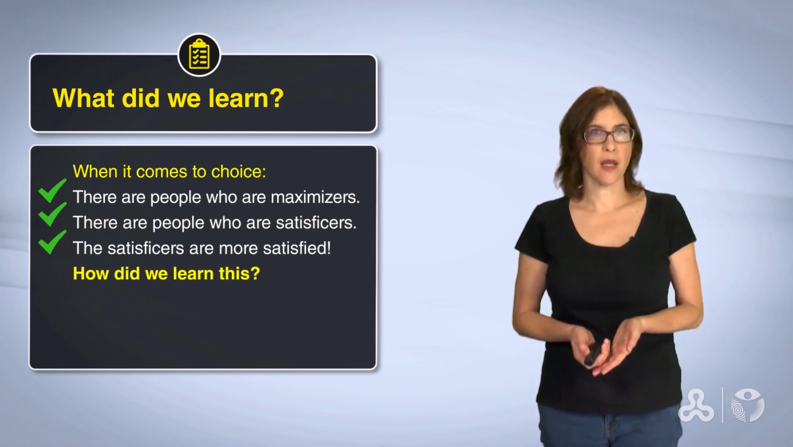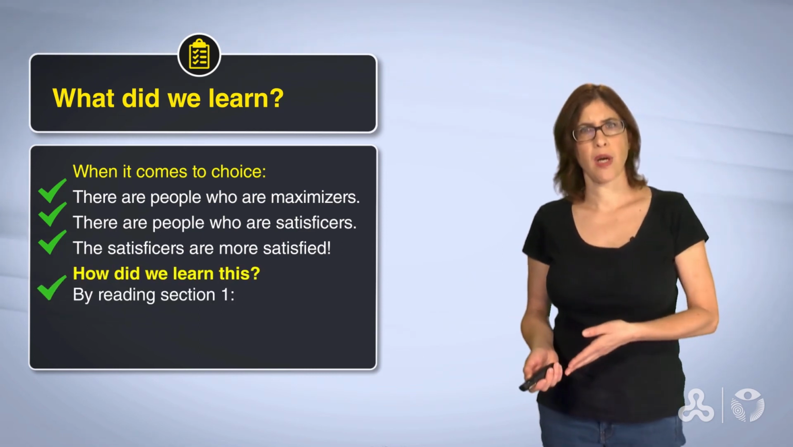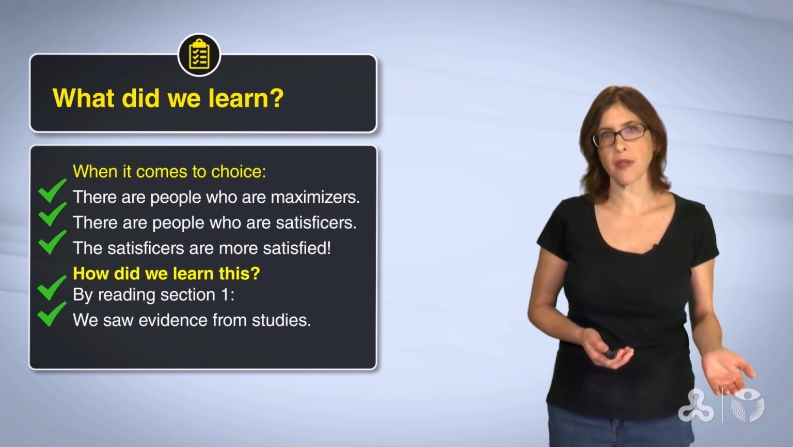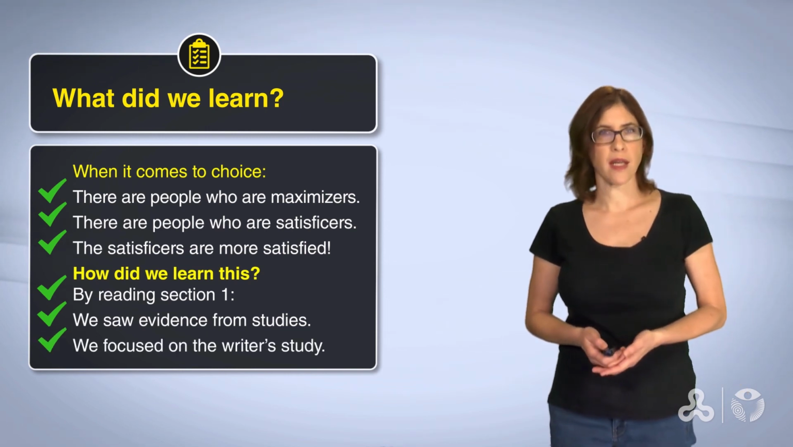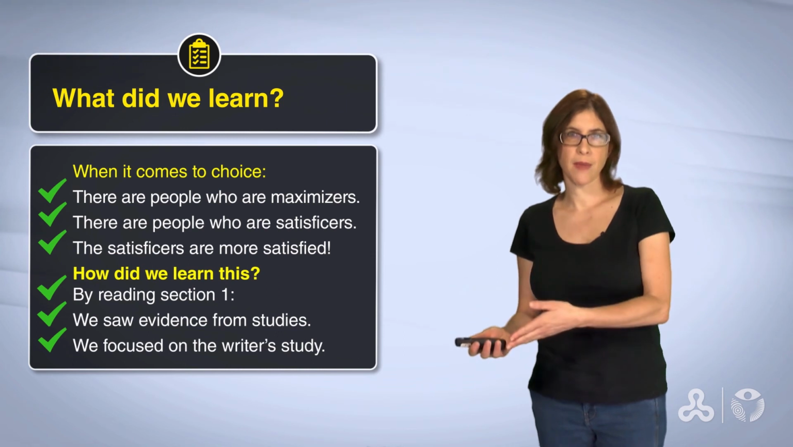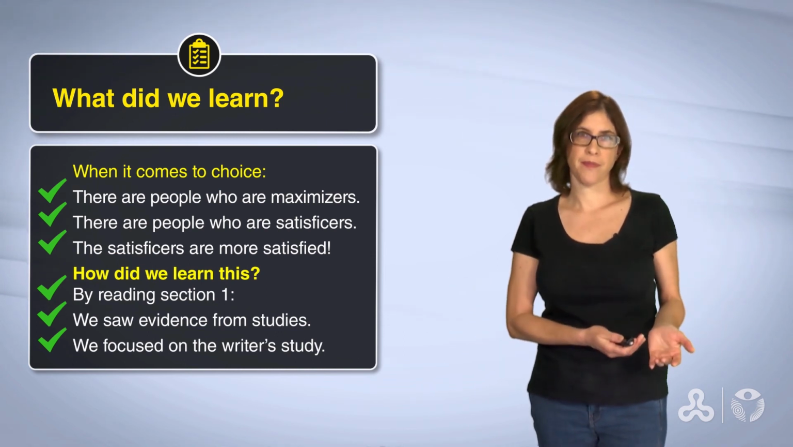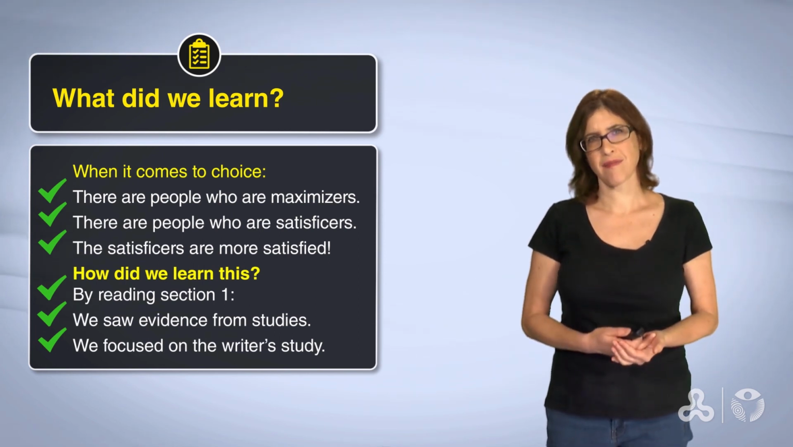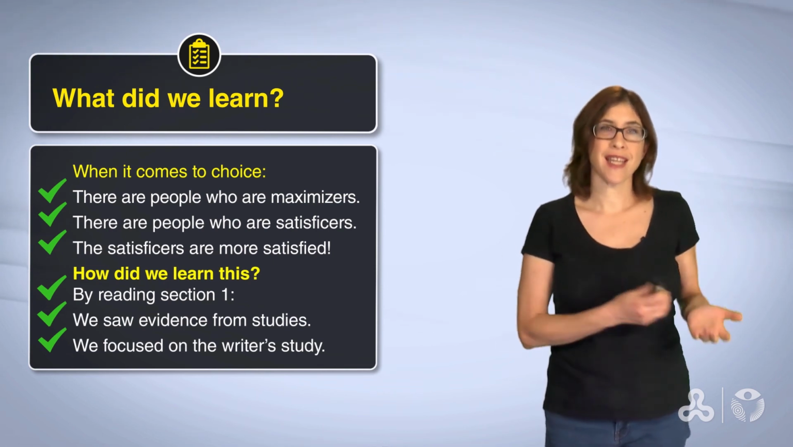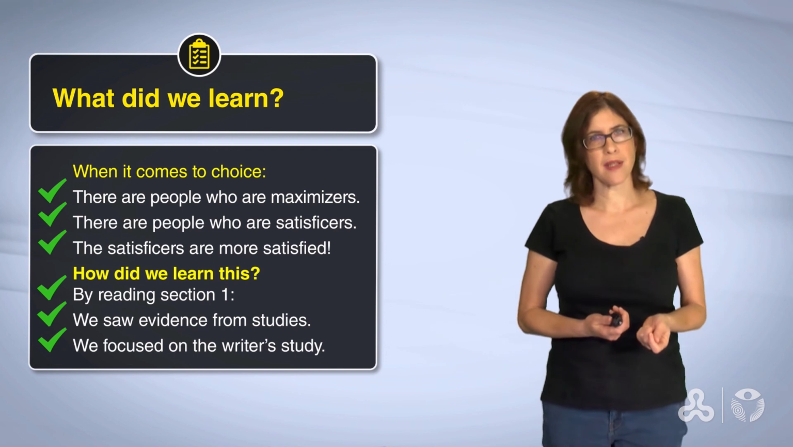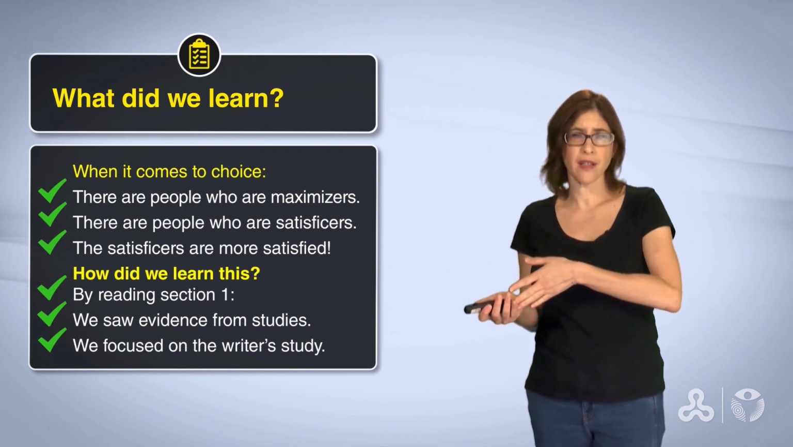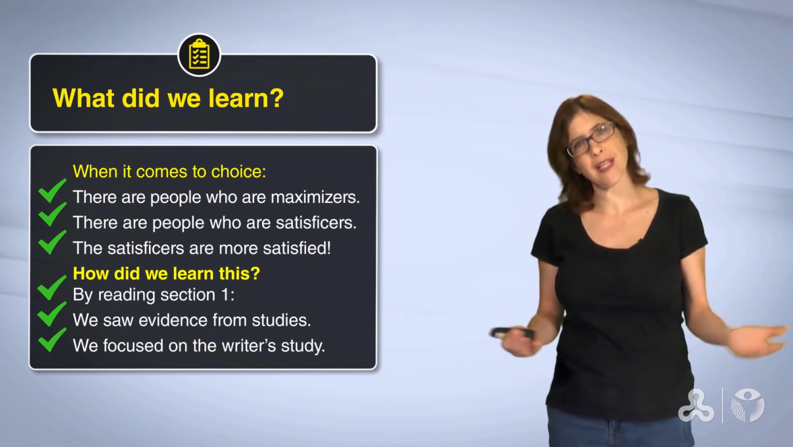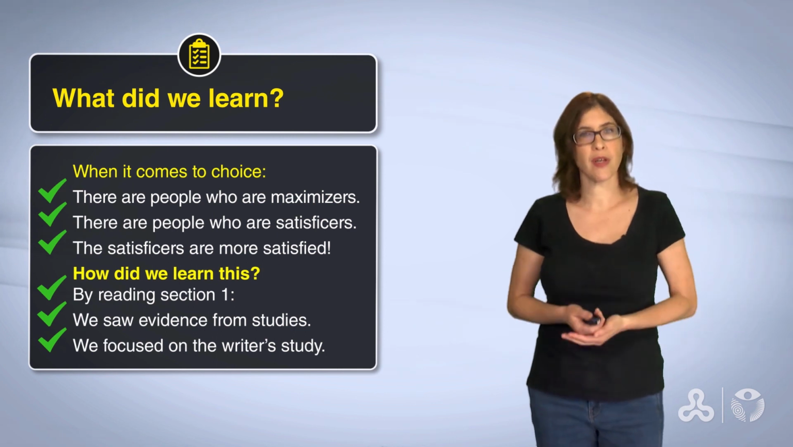How did we learn this? We learned this by reading section 1. We saw evidence from studies which showed that people are less happy today, and focused on the writer's study, which showed us the connection between maximization and satisfaction. Each one of us can wonder where he or she is on the writer's scale. Are you a maximizer or a satisficer? And on which topic? Sometimes we are maximizers in one area, like maybe shopping for clothes or buying a mobile phone. And sometimes we're more easygoing, like maybe when choosing our vacation.